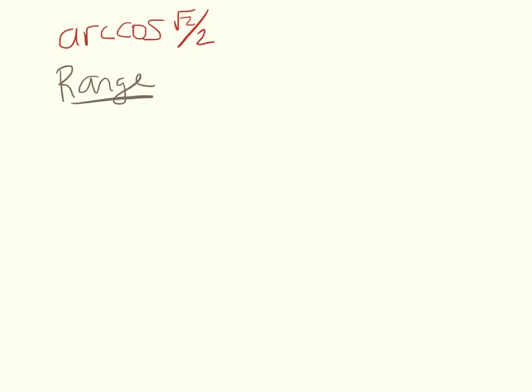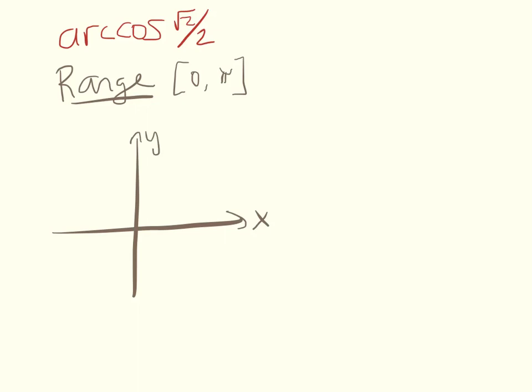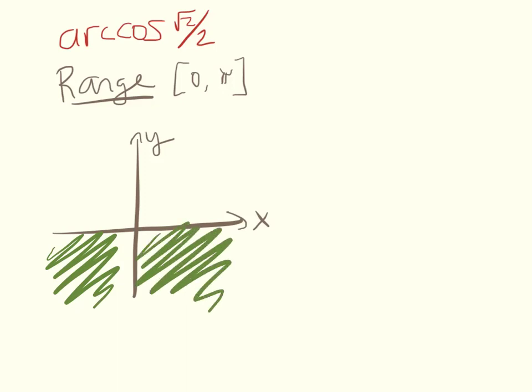Okay, let's try inverse cos here. Let's do arc cos of radical 2 over 2. Now the range for inverse cos is a little different than it is for inverse sine. That's from 0 to pi. So angles that are between 0 and pi radians would be in the first or the second quadrant. So let's rule out quadrant 3 and quadrant 4.